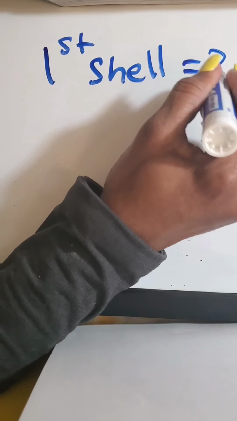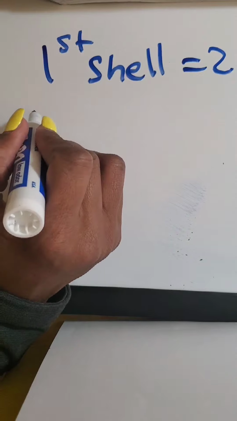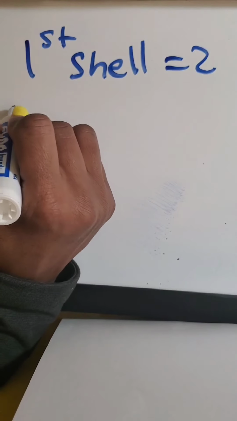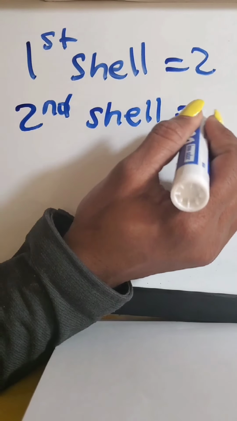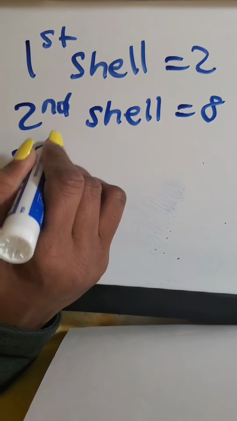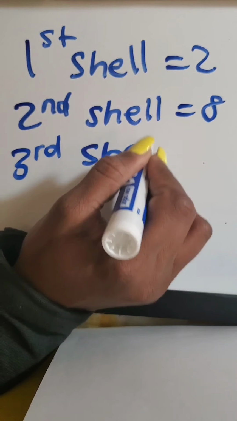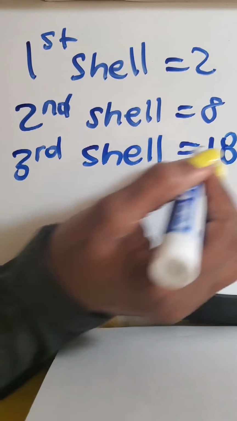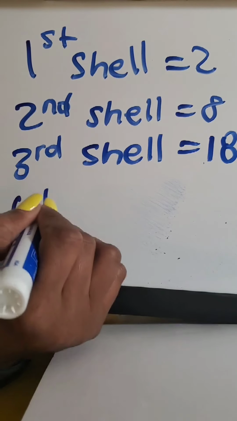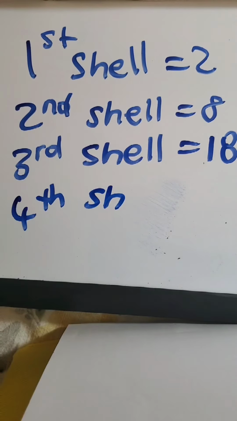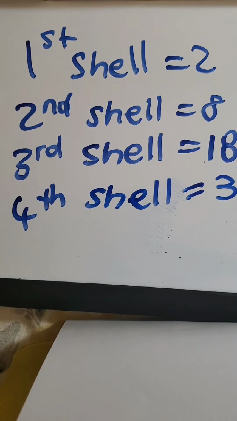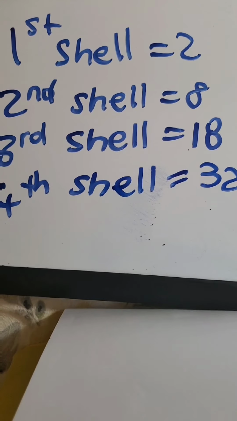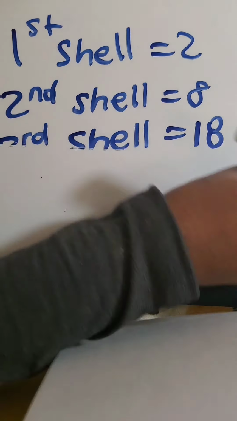Oh, before we do that, let's talk about these shells. Each shell has a particular amount that we need to remember. The first shell has a maximum of 2. The second shell can hold a maximum of 8. The third shell can hold a maximum of 18. And the fourth shell can hold a maximum of 32 electrons. It's kind of complicated when it gets to the third and fourth, but we'll look at that in another video.